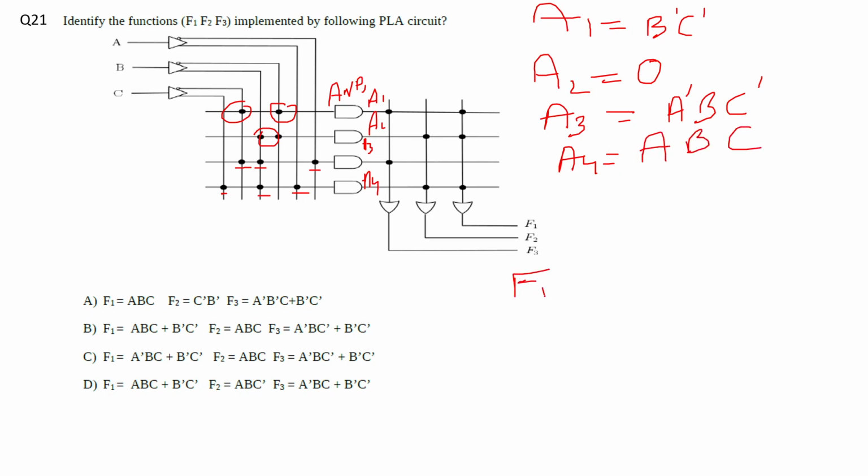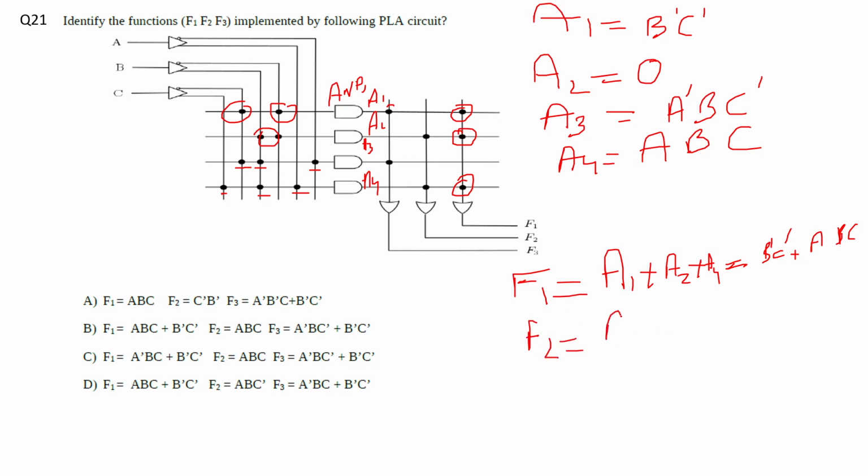Now F1. F1 is A1 plus A2 plus A4. So that thing is equal to B complement C complement plus ABC. Yes. Then F2 is equal to A2 plus A4. So that is only A4 because A2 is 0. So this thing is equal to ABC.